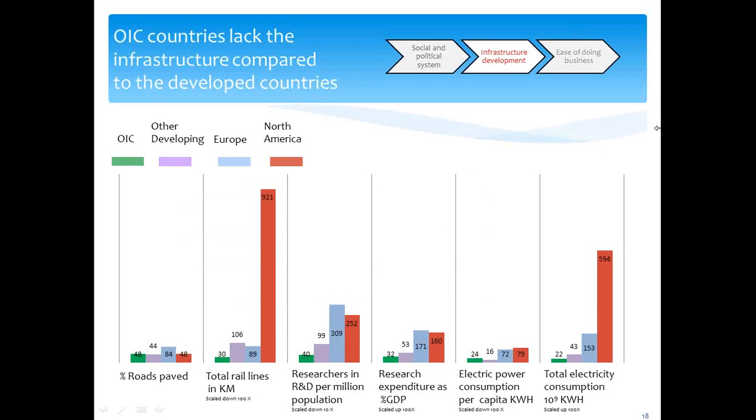Like before, North America is in red, Europe is blue, other developing countries are purple, and OIC countries are in green. Just like before, we find that for most of the parameters, North America and European countries lead the pack, and OIC, along with the other developing countries, are almost at the bottom of the pack for all parameters. I would like to draw your attention to the R&D expenditure, where the OIC countries are very drastically different from the other regions of the world.